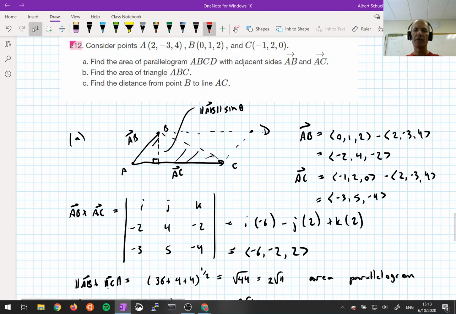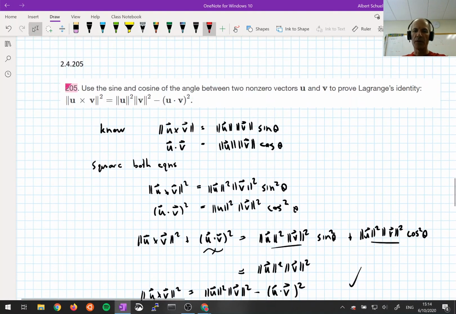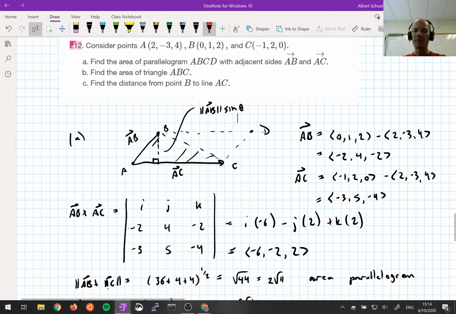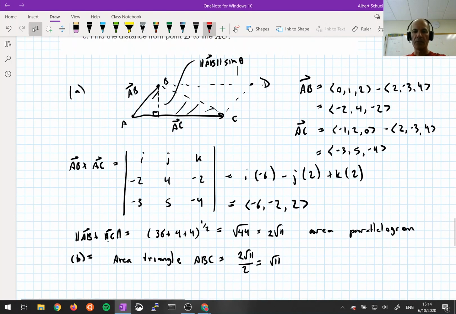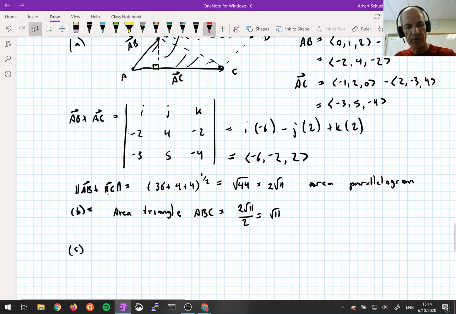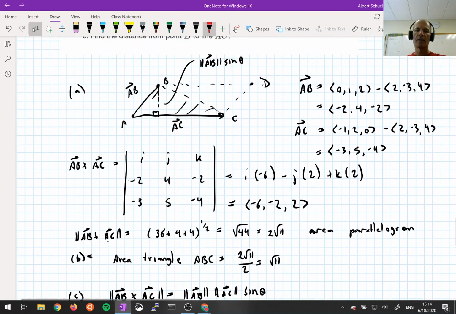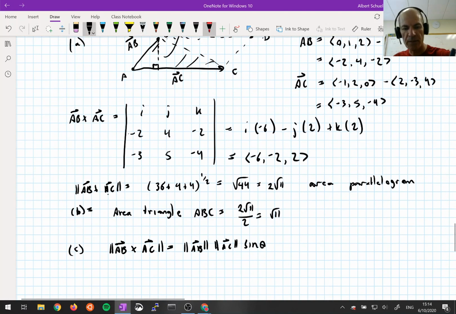On the other hand, what do we know? What identity do we have for the cross product? We know that the magnitude of the cross product is equal to the magnitude of u, the magnitude of v sine theta. So we're looking for v sine theta. So what we should really do is look at the magnitude of the cross product divided by the magnitude of AC. All right, so for part C, we know that the magnitude of AB cross AC is equal to the magnitude of AB, the magnitude of AC times the sine of theta. And of course we're looking for AB sine theta, so let's solve for that.